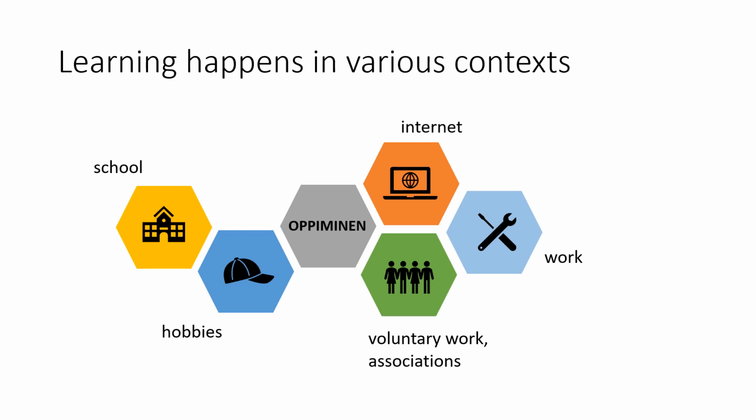As we know, learning happens in various contexts. We are used to thinking that learning happens especially at school and in other educational institutions. Certainly so, but we also learn new skills at hobbies, voluntary work, associations, for instance, on the internet, and at work.